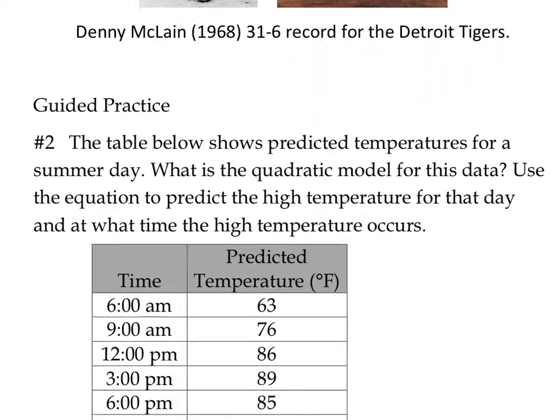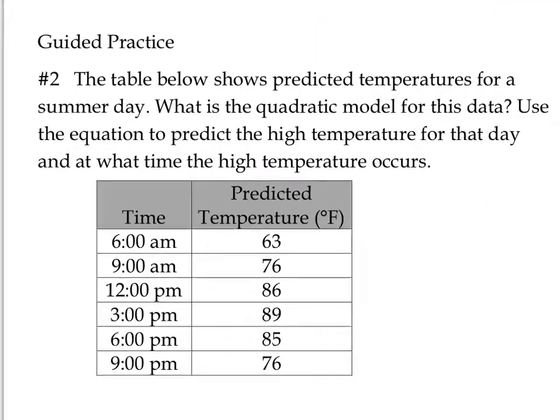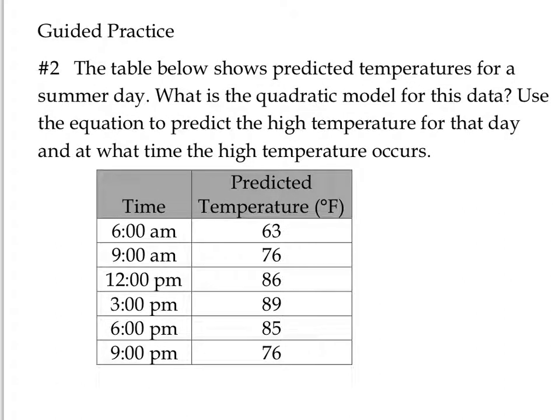Let's see here an example where we can use a quadratic function to model some real-world situation data. And we've got a table of values here. This is going to be like an x and a y. We're going to have to enter these, our x's and our y's. So we've got some predicted temperatures for different times during the day.